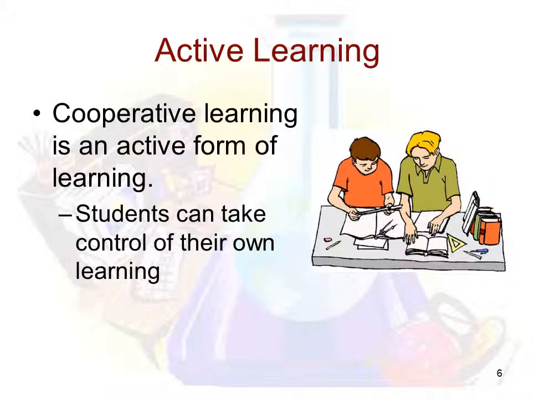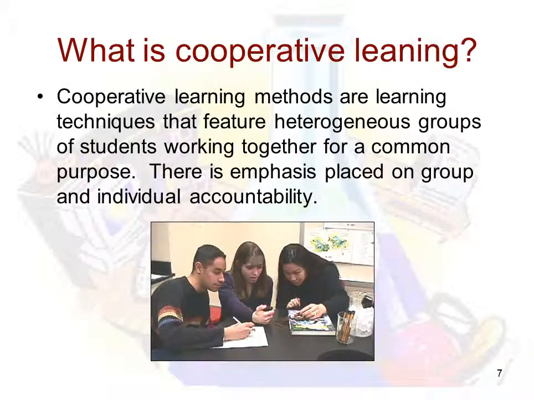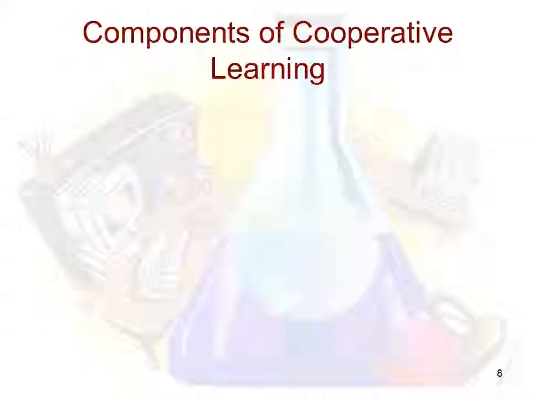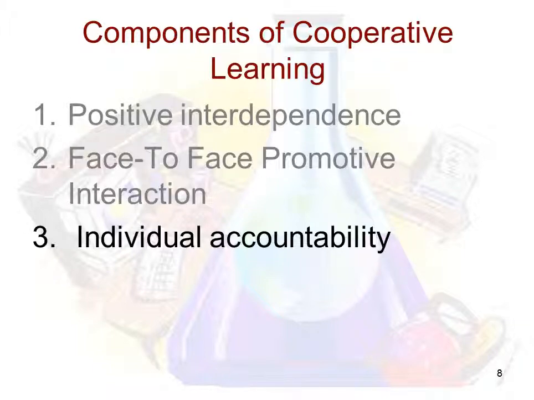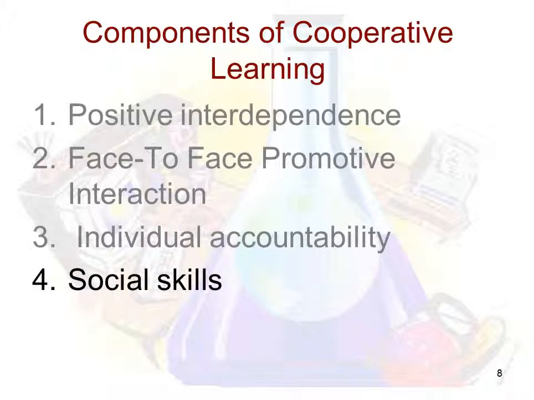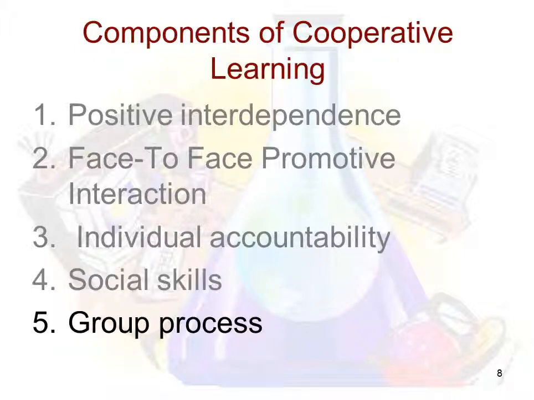Well, good cooperative learning is a very active learning process. Students are taking control of their own learning. Also, you pick the groups, so you have good heterogeneous grouping. There are 5 key components or elements of cooperative learning. As you design your lessons, we should include each of these components. Let's go over them one by one.